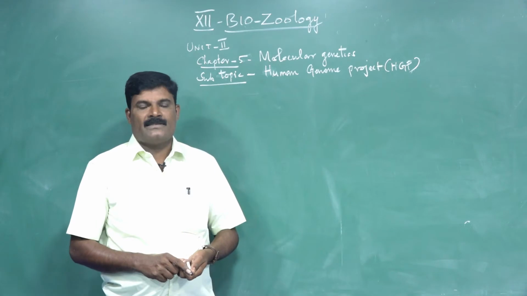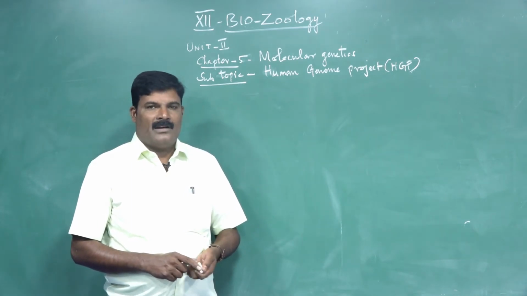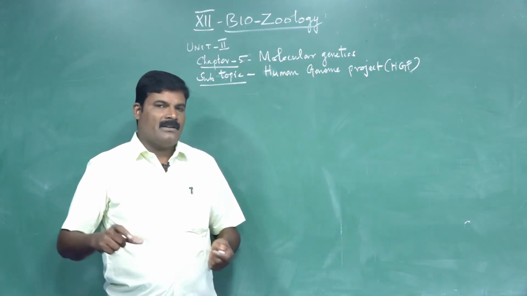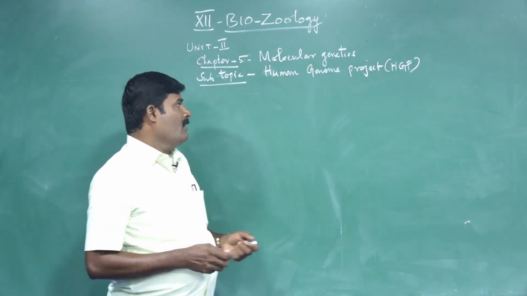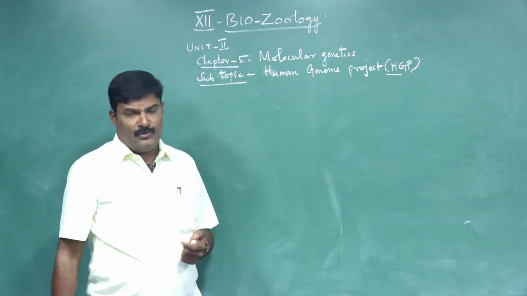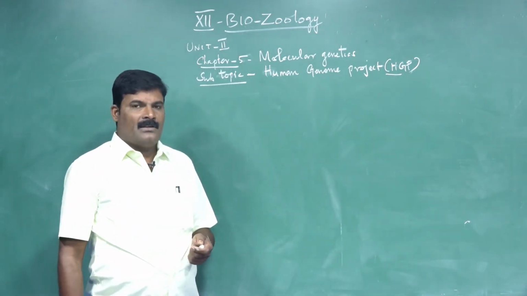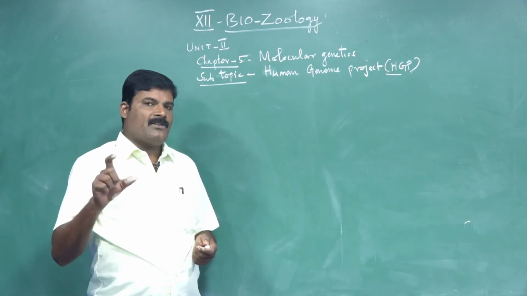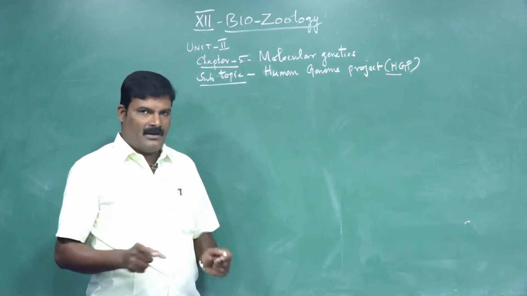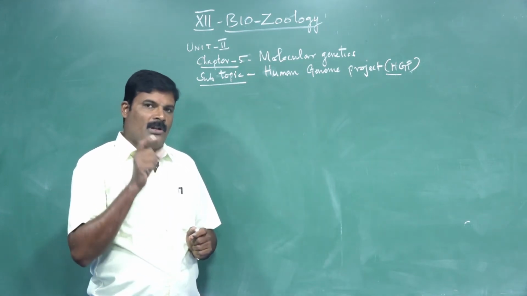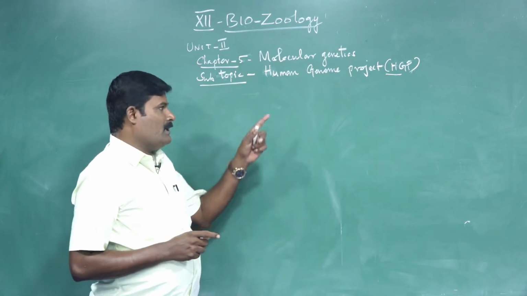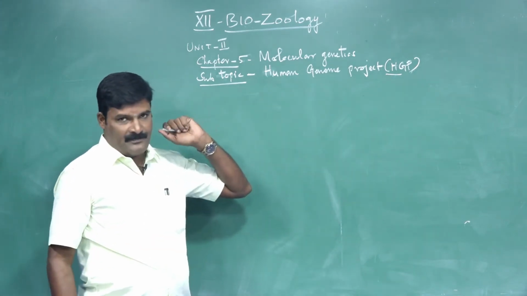In previous classes I already explained molecular genetics in different subtopics. Now, what is HGP, the Human Genome Project? It is the total analysis of the genome of an organism. The total composition of the genome in an organism is called the Human Genome Project.